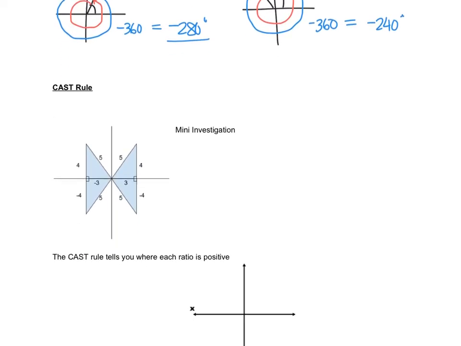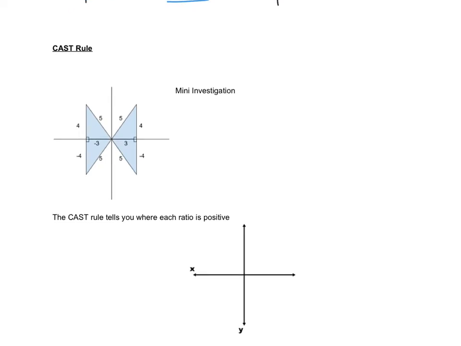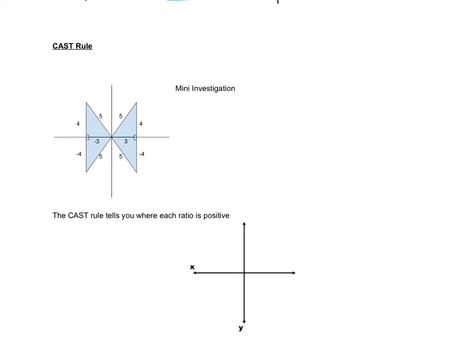Now, the next rule that is very, very important for when we start solving trig equations and simplifying trig expressions is the CAST rule. And we're just going to do a mini investigation, and then we'll talk about what this rule actually gives us. So in this grid here, I have my x-axis and my y-axis, and these are just 4 different terminal arms. So I have this one in quadrant 1, this is in quadrant 2, quadrant 3, and quadrant 4.